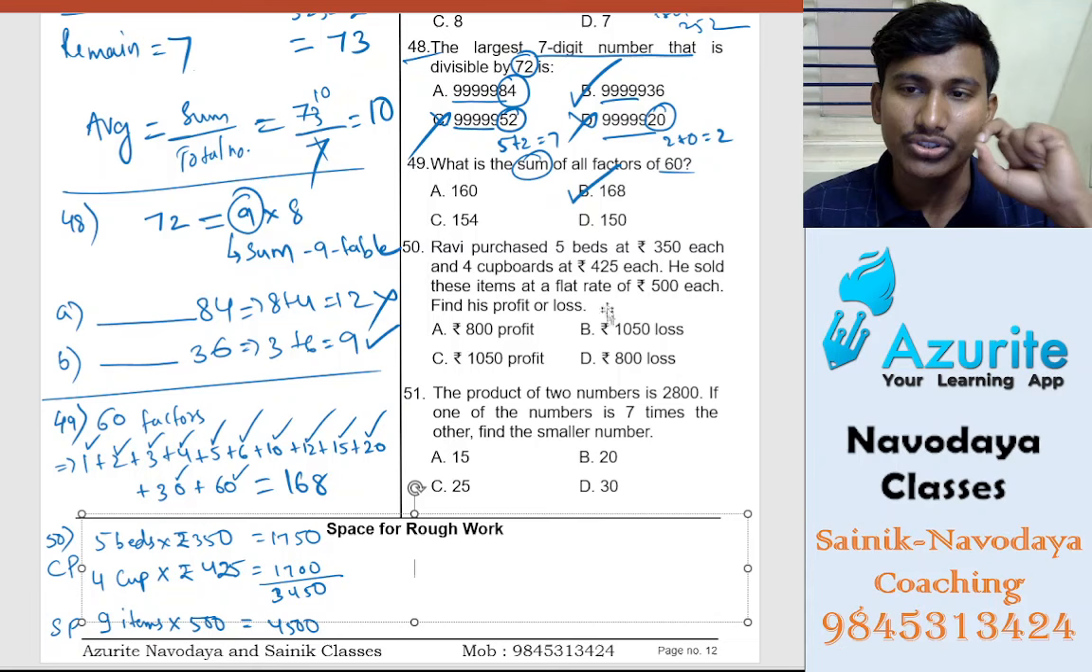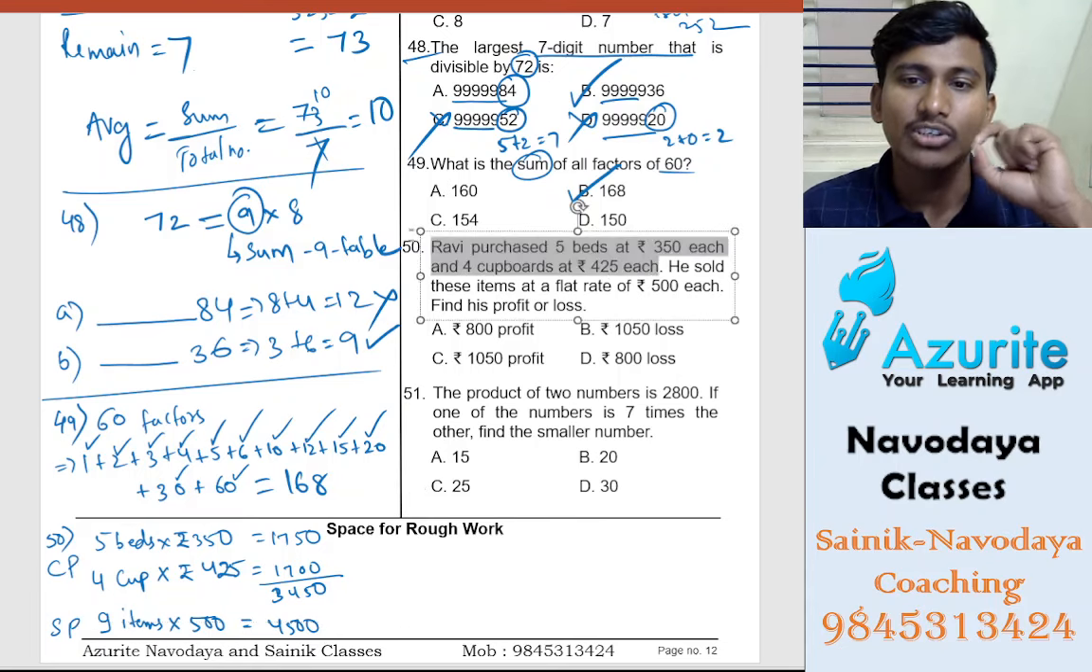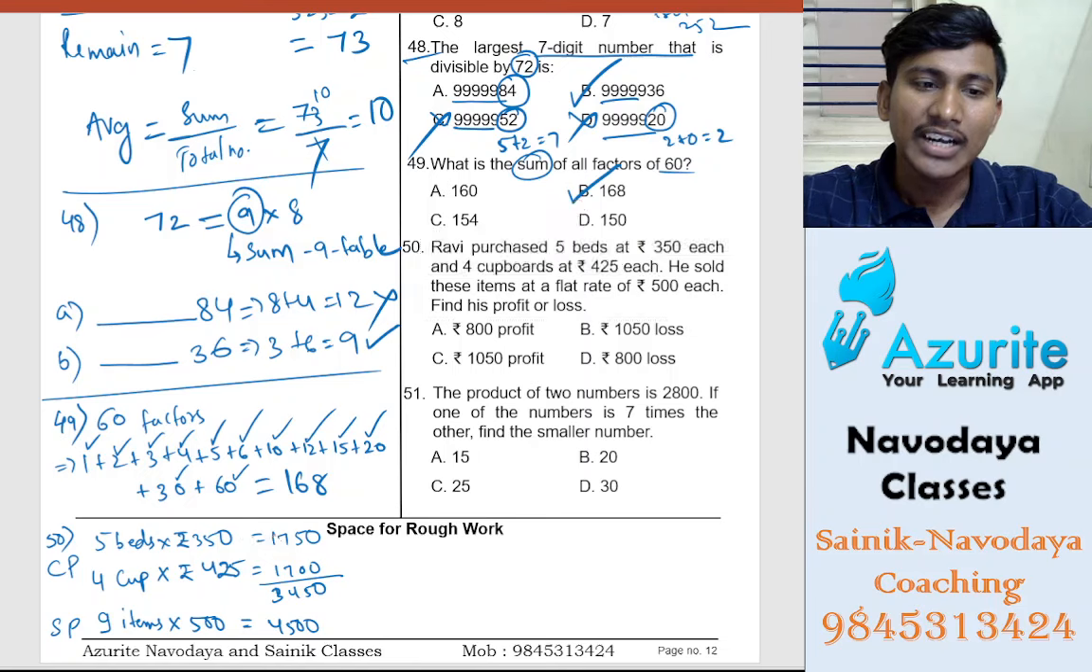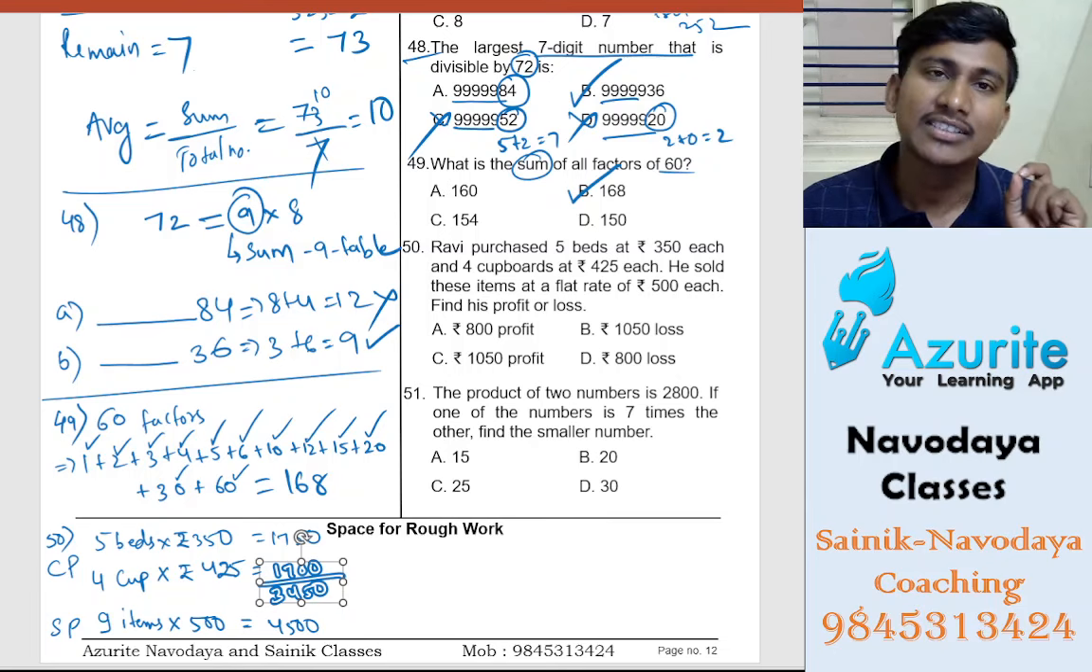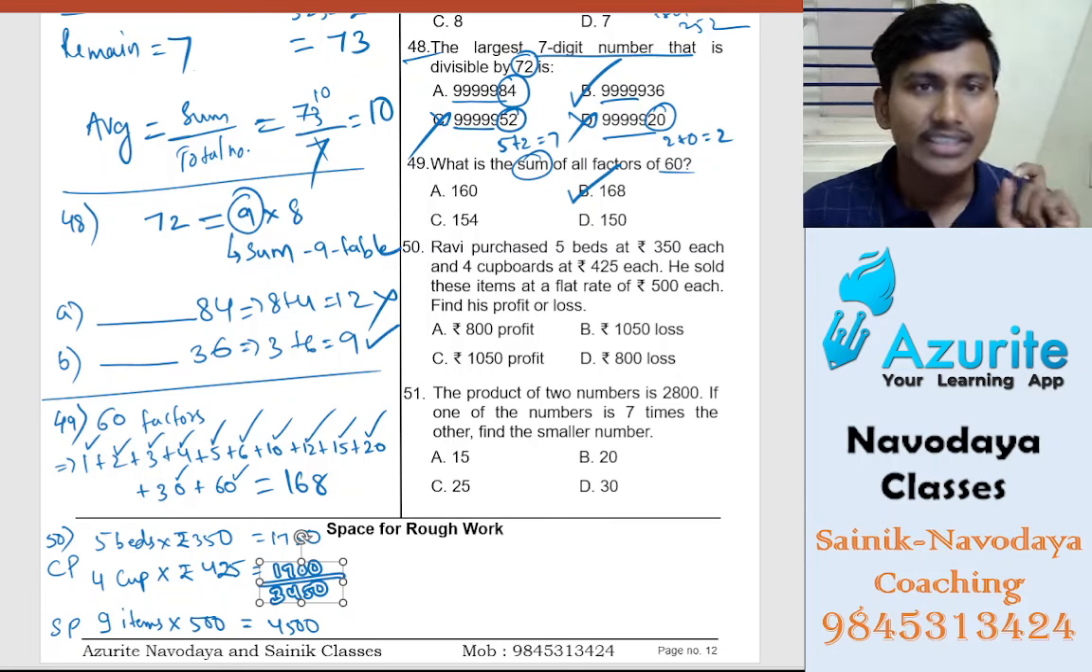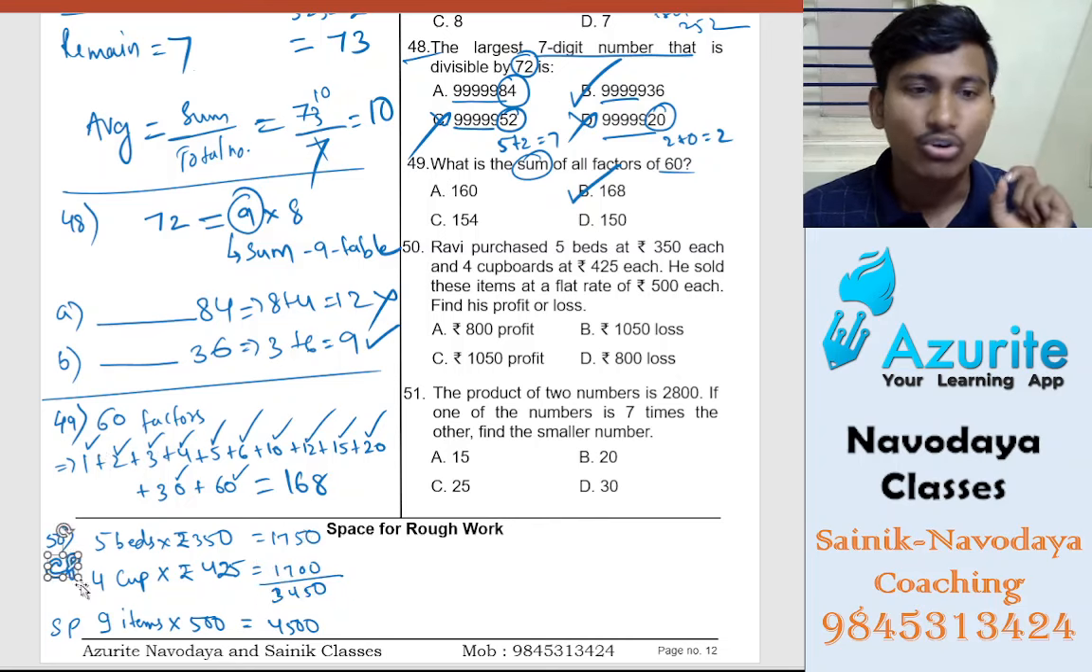So now, what will be the total cost? If you add them both, 1750 and 1700, you will get 3450 rupees. That is the cost price.